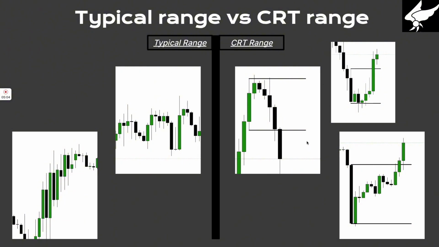So do you guys see how the CRT ranges are very, very easy to see compared to a typical range? Focus on trading CRT ranges. Filter out your trades.